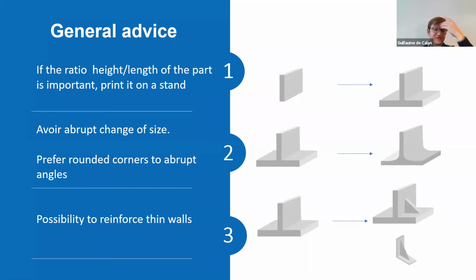And of course, as much as possible, if you can reinforce thin walls, that will help, because if not, you may have some deformation. And if you're printing metal especially, you may even have sagging of the part during sintering. So when the design allows for it, you should try to reinforce it.